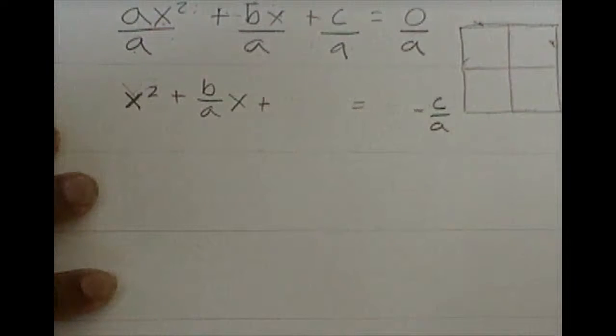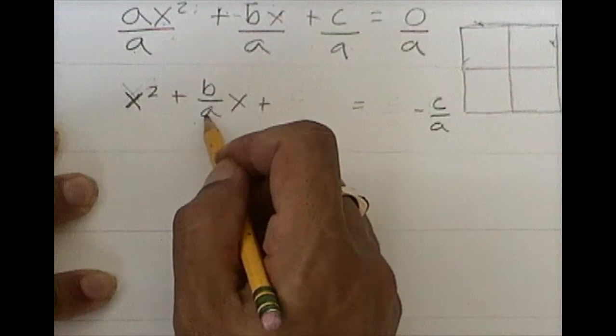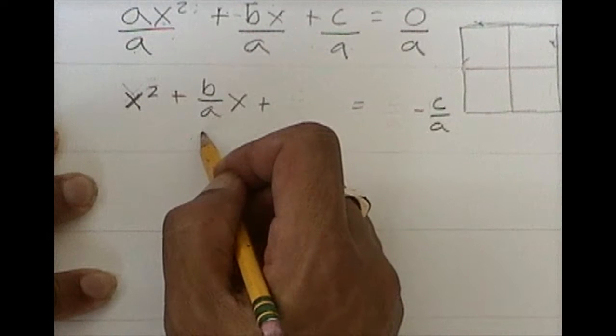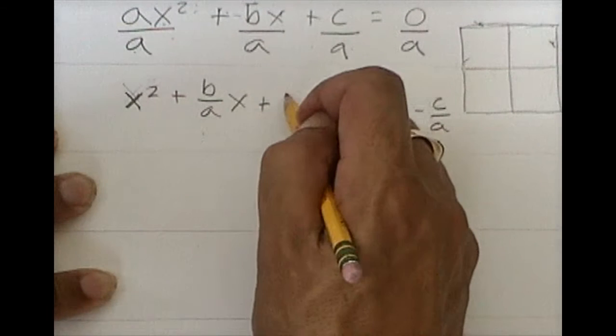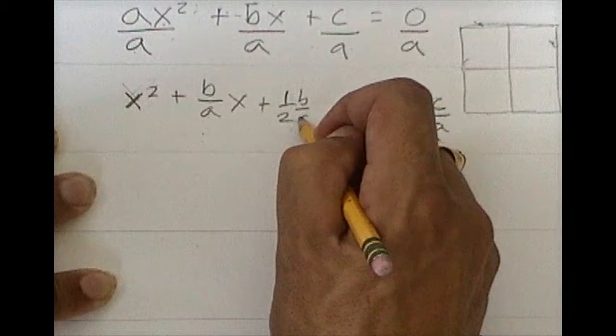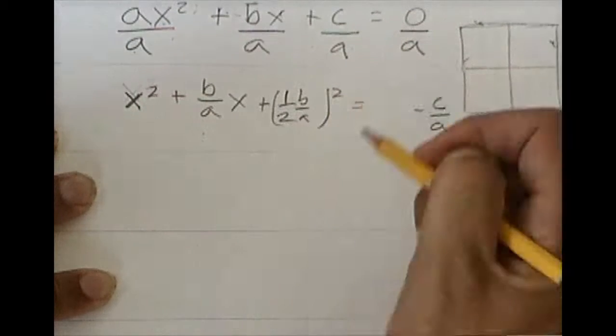Done. Now, I'm going to take 1/2 of whatever this is, however many this is. The number that I have there is b over a. So I've got to take 1/2 of b over a and square it.